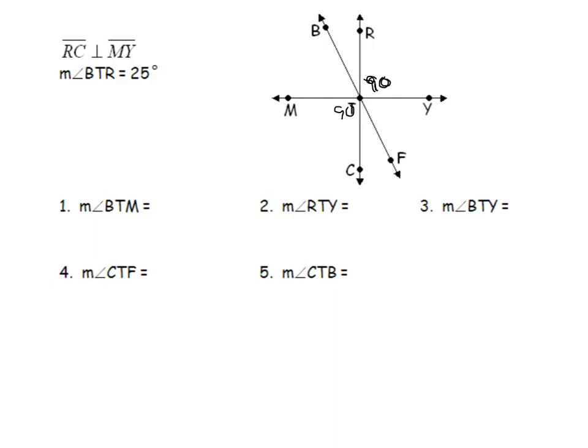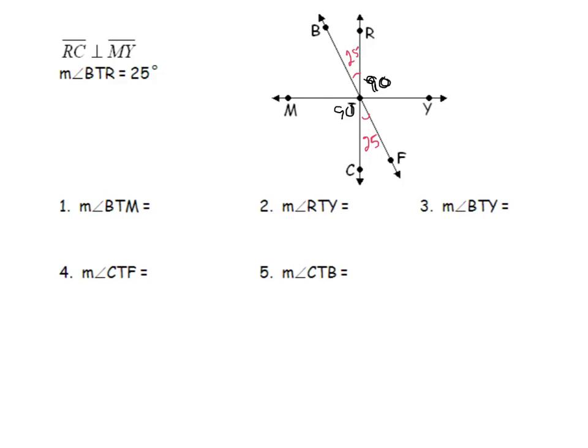Okay, they also tell you that angle BTR is right here. This is 25 degrees. They want you to find all of the other angles. Well, using what you've just learned about the types of angles and their degree measures, you should know that if angle BTR is 25, across from it, CTF is its vertical angle. This should also be 25. Remember, vertical angles are congruent.